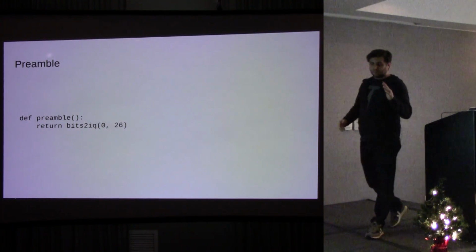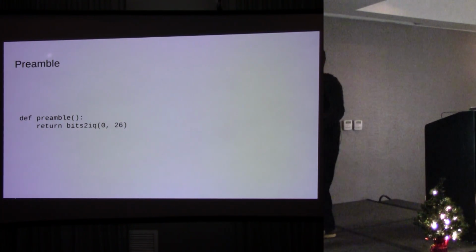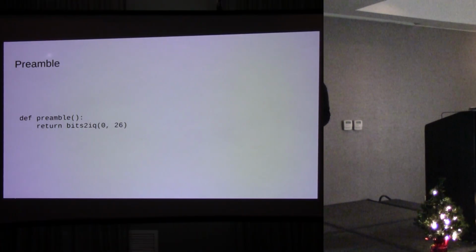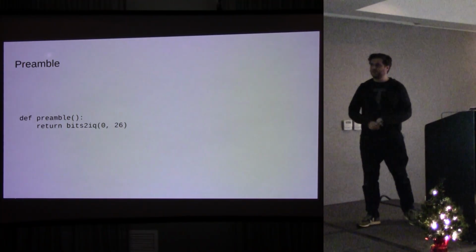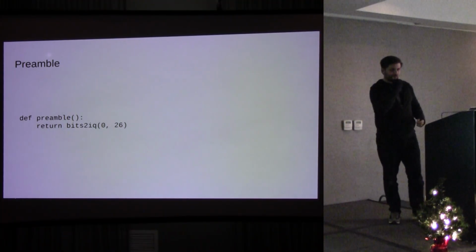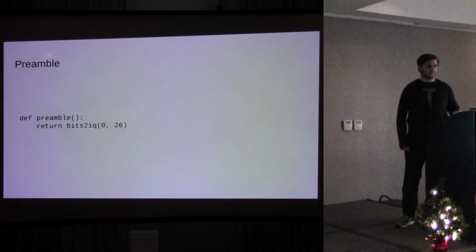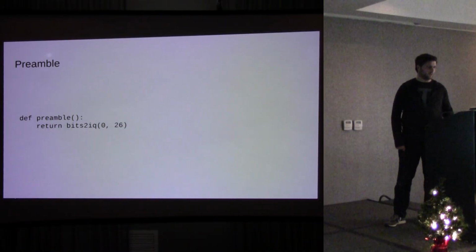If we go back to the preamble at the beginning, the engineering team has done us a solid. The preamble is just transmitting a bunch of 0s, which makes it easy because we don't have to write anything special. There's no special timings. We don't really have to spend too much time thinking about it. Instead, we could just send 26 bits of 0. Cool.